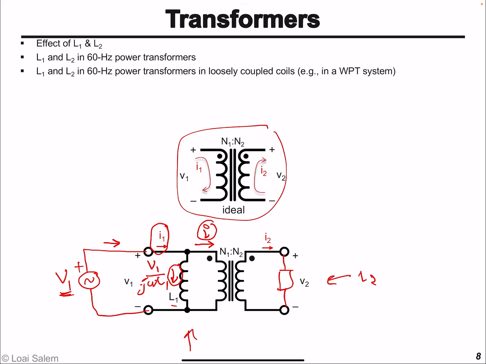As I just mentioned, in tightly coupled transformers that basically represent power transformers, we find that L1 and L2 are basically very large in value. So basically, we can ignore this current because j omega L1, the reactance, is extremely large in value. On the other hand, as I mentioned, in wireless power transfer systems or loosely coupled coils, we'll find that L1 and L2 are basically small, and this will cause extra loading.